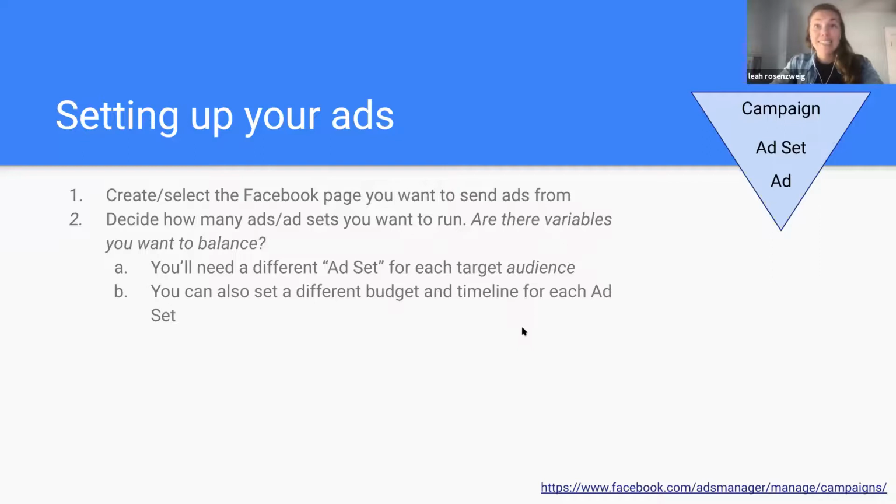So for each ad set, you can target a different audience. If I was running a new study and I created a new campaign, I might have different ad sets, one for men, one for women, things like that. You can also set a different budget and timeline for each ad set. So if I did a pilot and estimated that targeting women was going to be more expensive than targeting men, maybe my ad set for women would have a higher daily budget than my ad set for men.